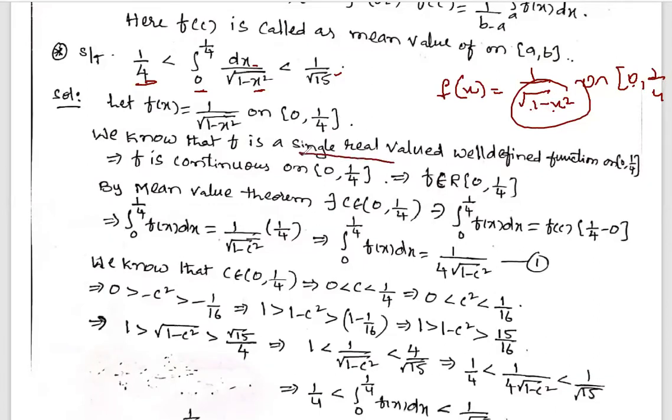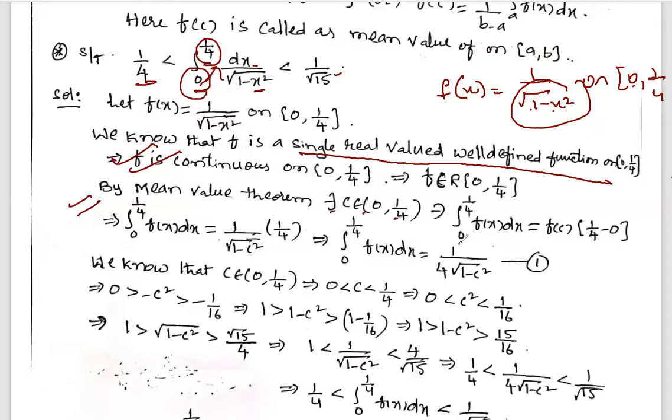As it is a single real valued well defined function, obviously f is continuous on the interval 0, 1 by 4. Why did we take 0, 1 by 4? Because the integral is lying from 0 to 1 by 4. So by the mean value theorem, what is the mean value theorem? F of c is equal to 1 by b minus a times the integral of f of x dx. This is the mean value theorem. So there exists c belonging to 0, 1 by 4.